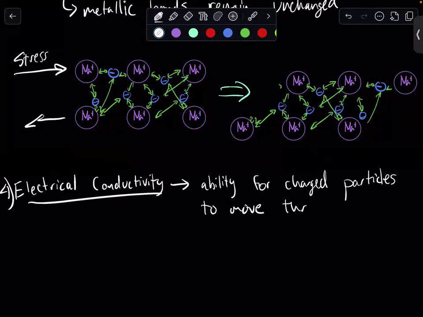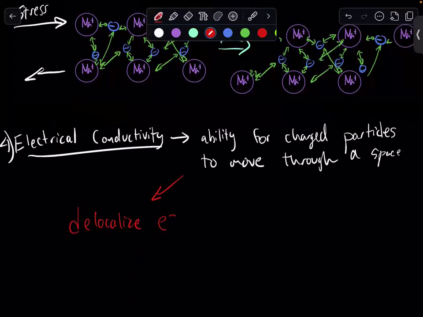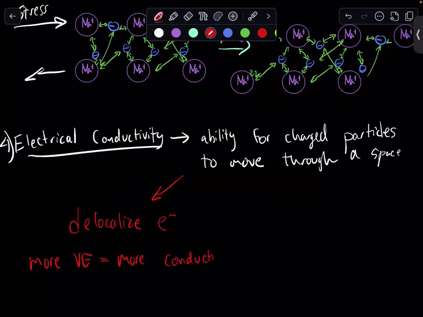So take a moment and think about any charged particles within our metals. If you even think about it for a second, you realize what we're talking about is, well, of course, our delocalized electrons. And so they can move through the space quite well. And this actually means that our metals are very conductive. Another rule of thumb is if we have more valence electrons, we have more conductivity, specifically electrical. And that kind of makes sense because we have more particles to move through that space. And those valence electrons come from the charge.